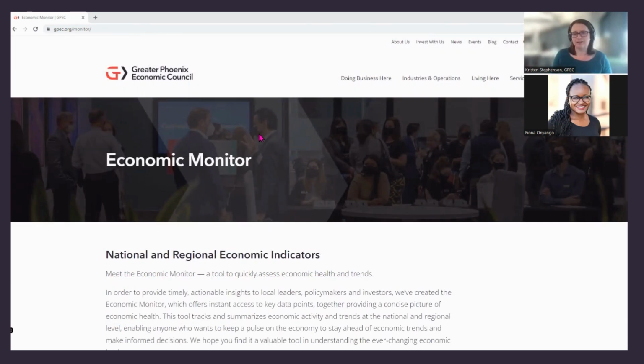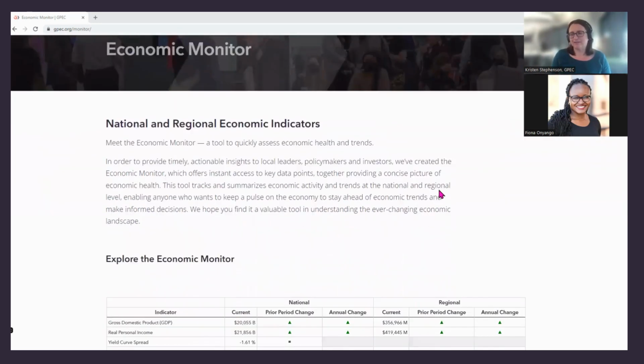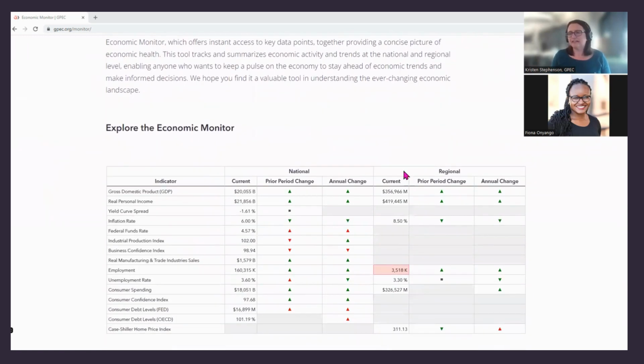So the Economic Monitor can be found on our website. At the very top, you'll see an explanation on what this tool does and how you can use this tool in understanding our economic landscape. And then scrolling farther down, you can explore the monitor.